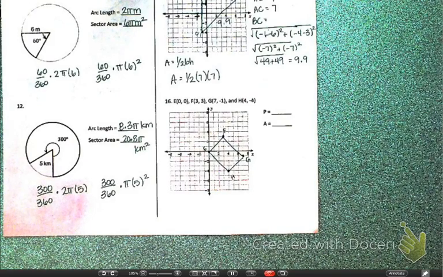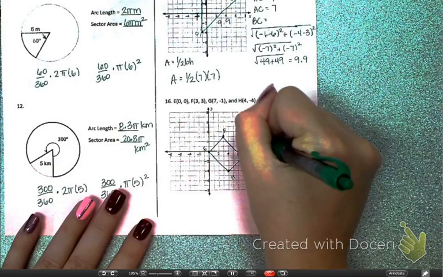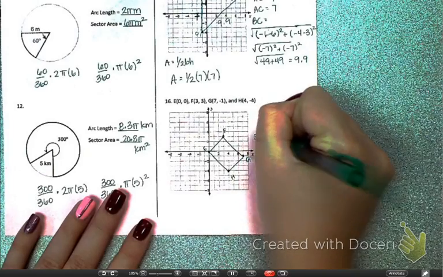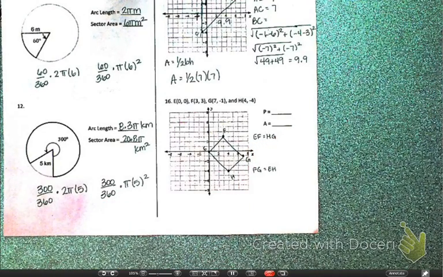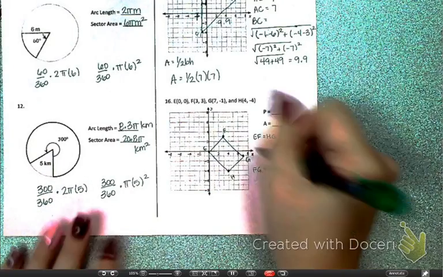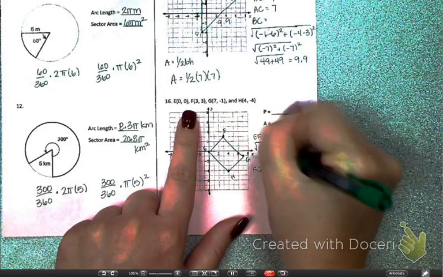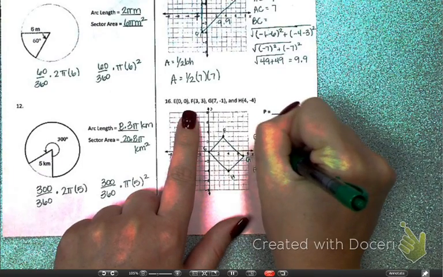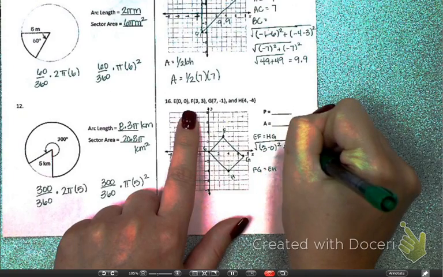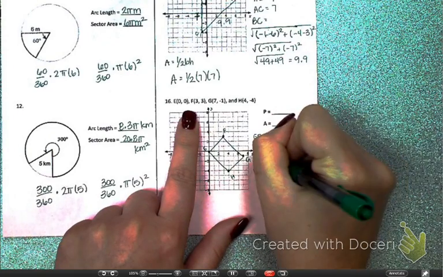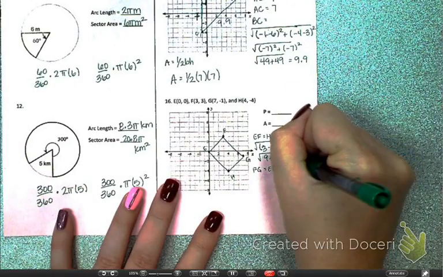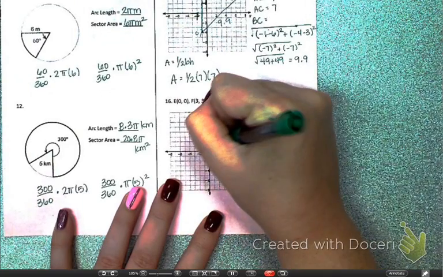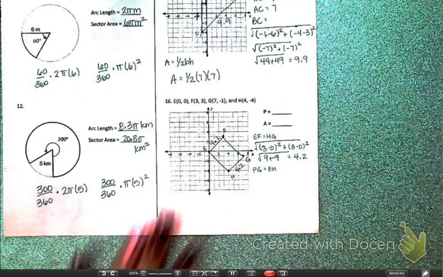opposite sides are equal to each other. So EF should equal HG, and FG should equal EH, which means you only have to do the distance formula twice. So let's do EF. The square root of 3 minus 0 squared plus 3 minus 0 squared is the square root of 9 plus 9. And the square root of 18 is 4.2. So this side is 4.2, this side is 4.2.